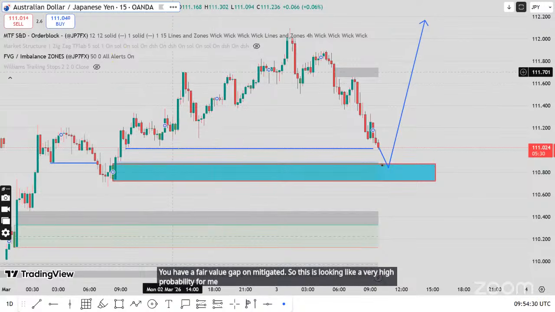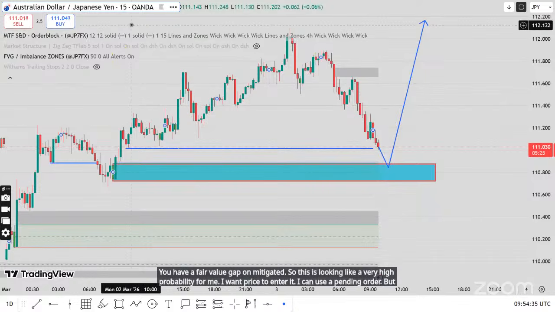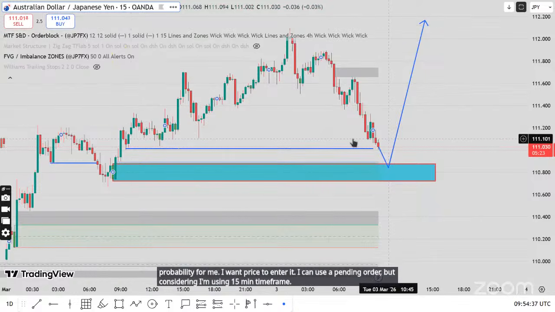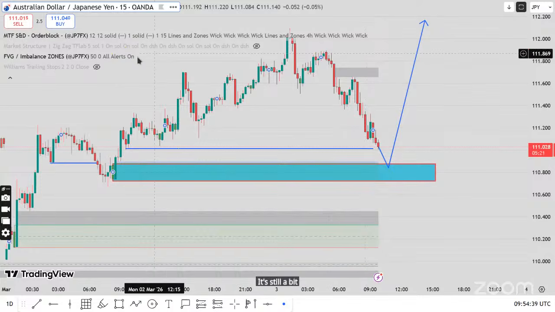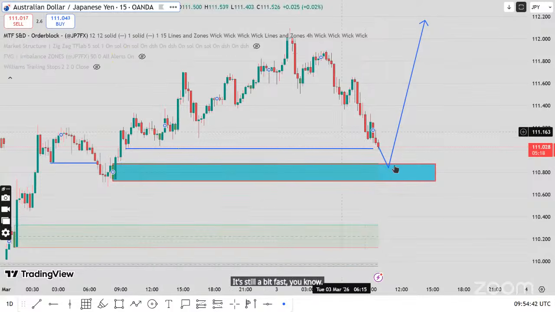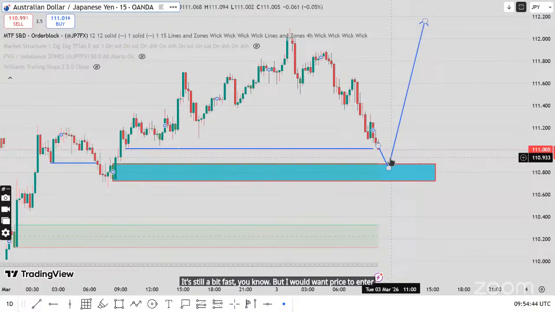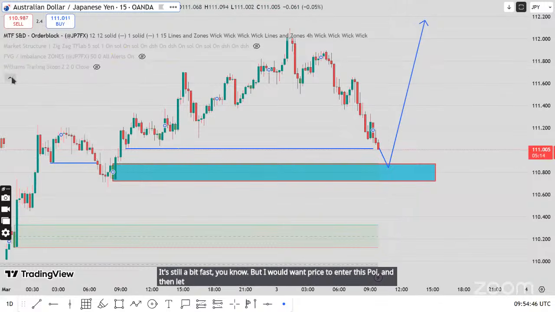I want price to enter it. I can use a pending order, but considering I'm using the 15-minute time frame, it's still a bit fast. I would want price to enter this POI, and then let's see what happens.